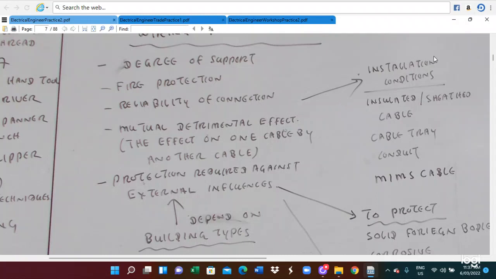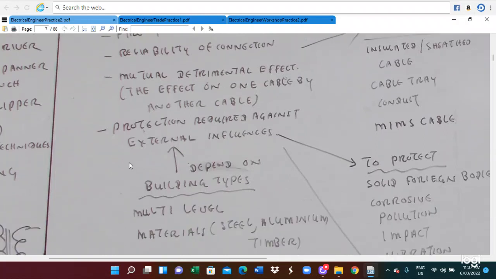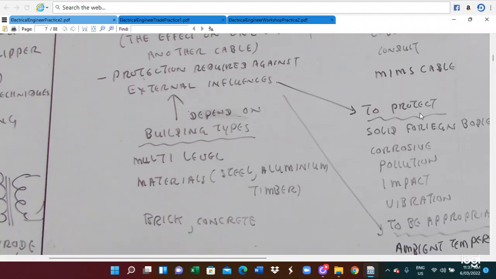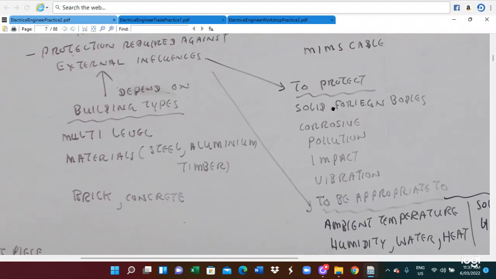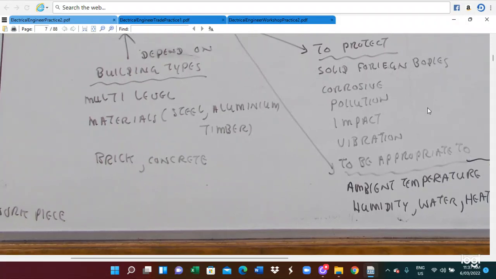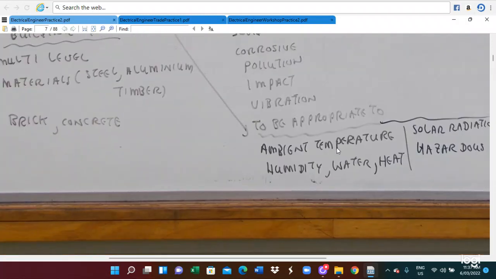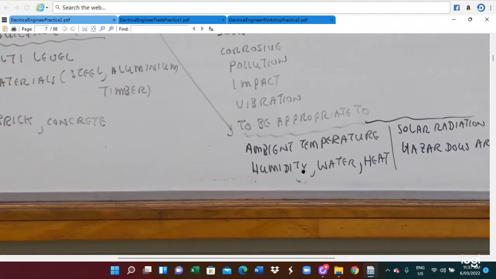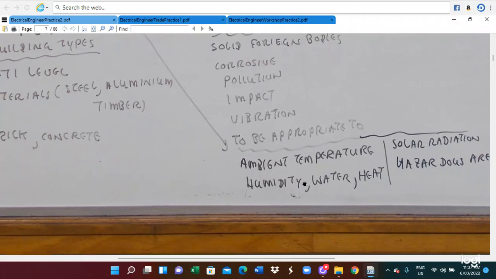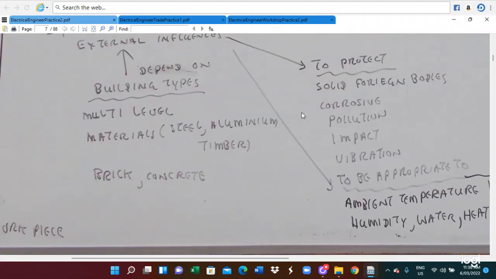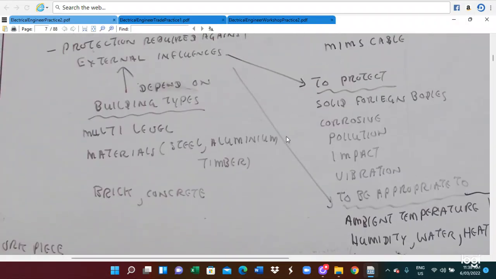In this case, for our installation connection, whether you are using sheathed cable, cable tray, conduit, or MIMS cable, you have to select protection against external influence. You have to protect against solid fasteners, corrosion, pollution, impact, and vibration. In the meantime, consider outside ambient temperature, humidity, water, heat, solar radiation, and hazardous areas. Depending on those conditions, you have to install the appropriate wiring system.